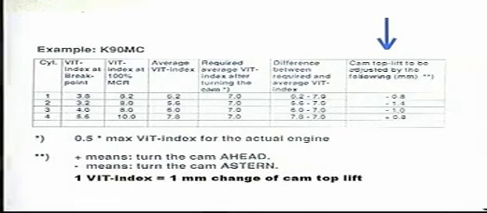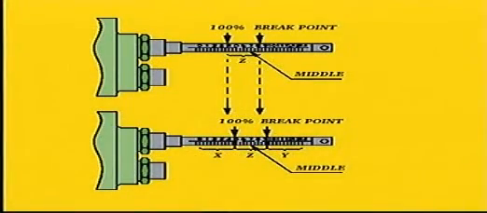If the result exceeds 0.5 millimeters, the cams must be turned according to step 1.6 of this film, after step 1.5 has been completed. The purpose of turning the cams is to distribute the breakpoint and 100% MCR service points evenly around the middle value of the VIT rack.